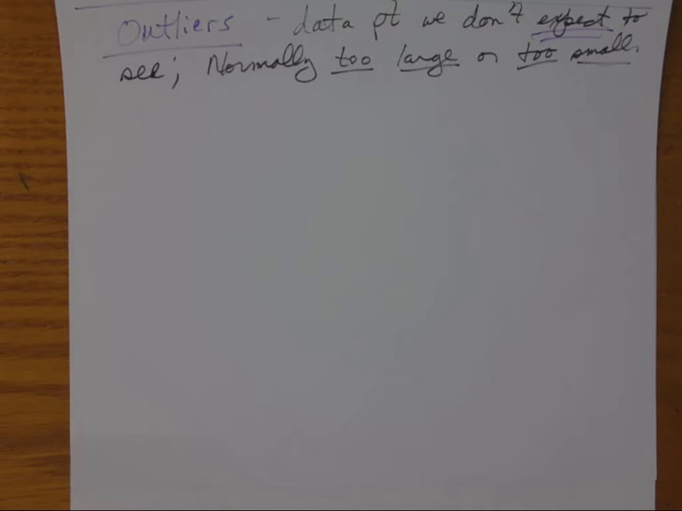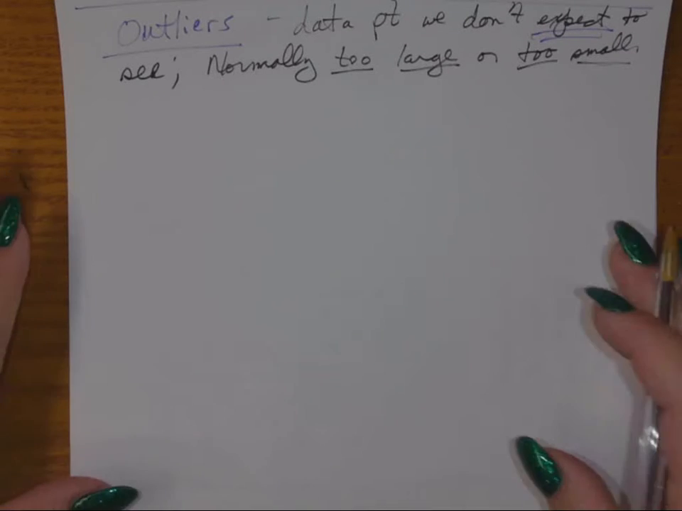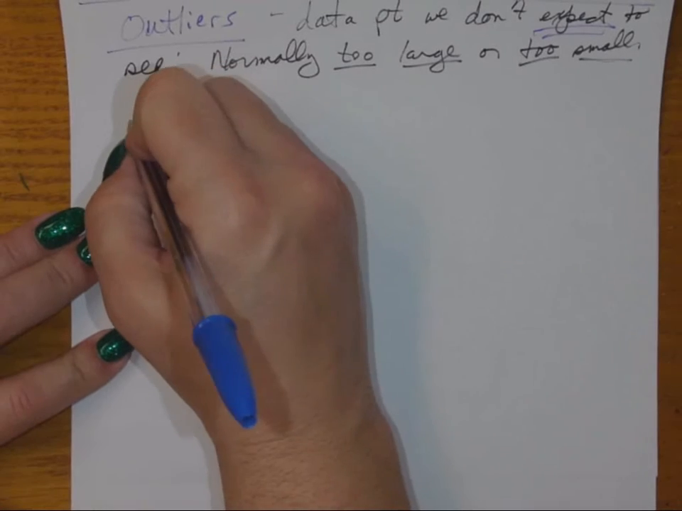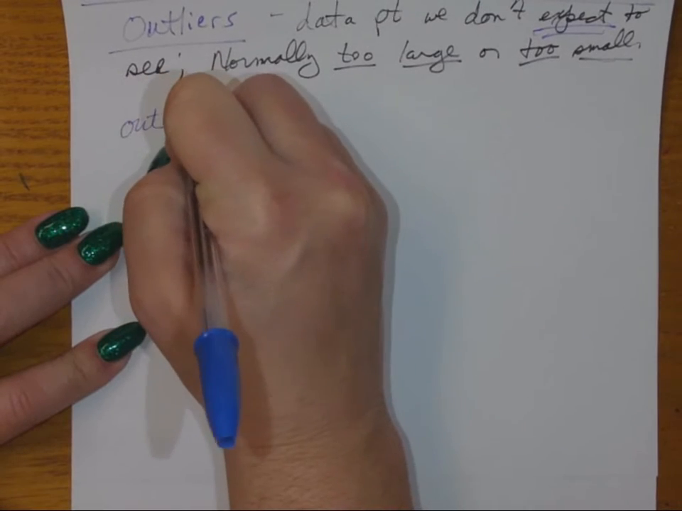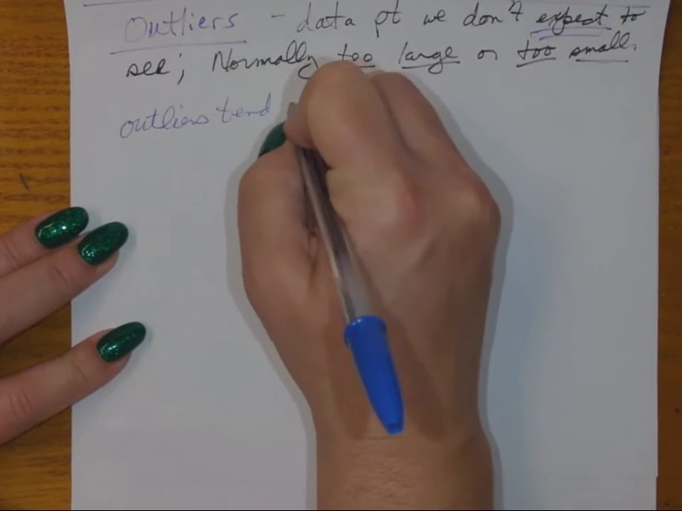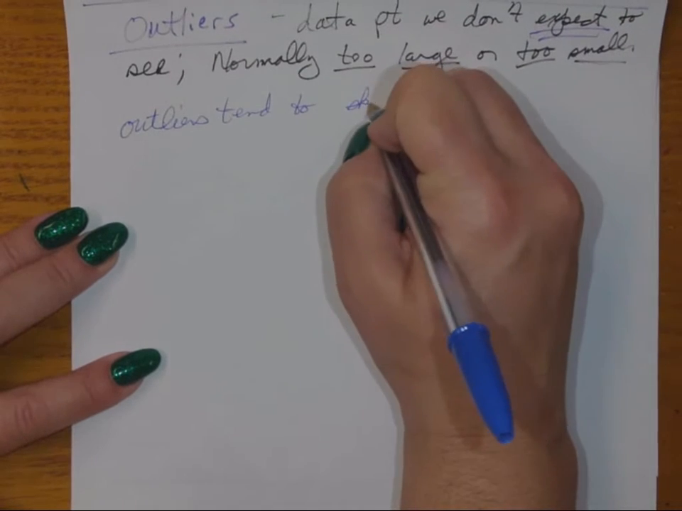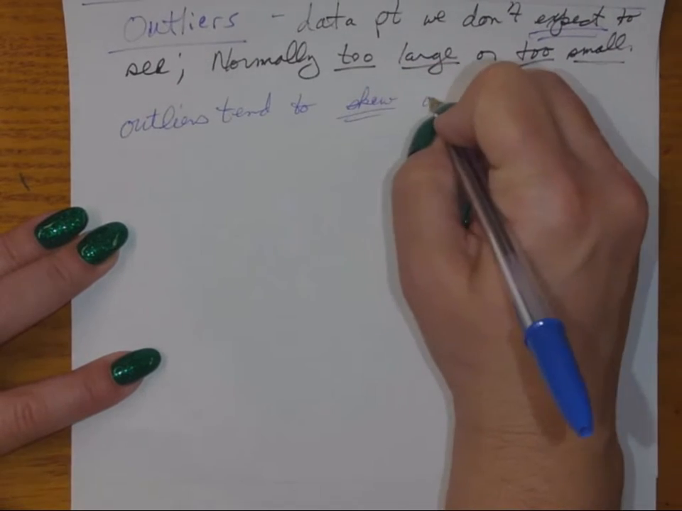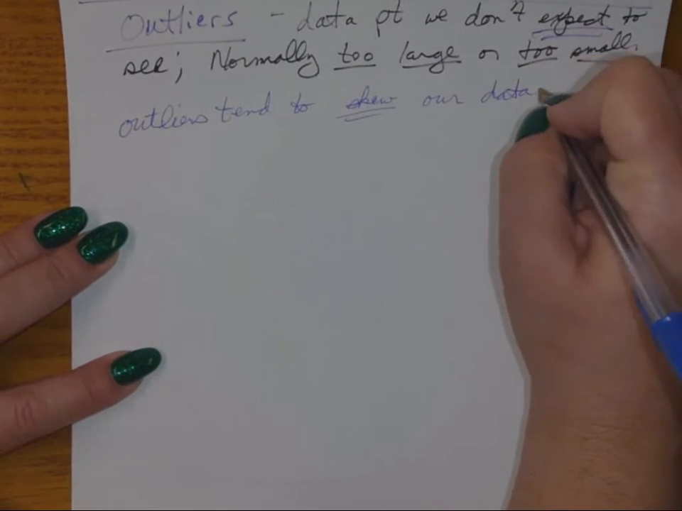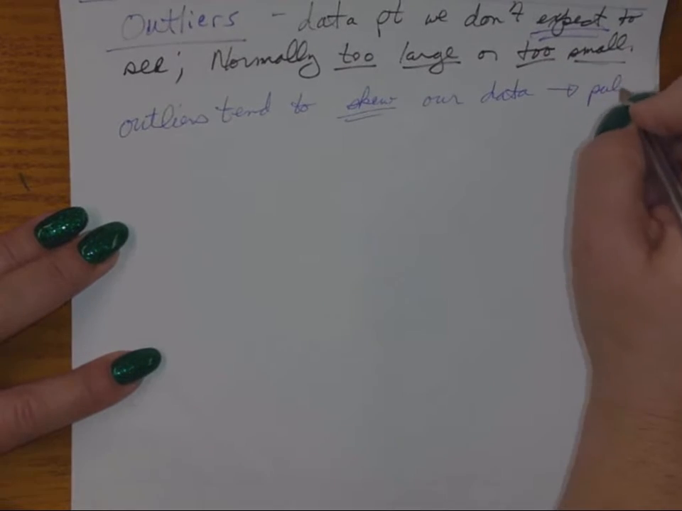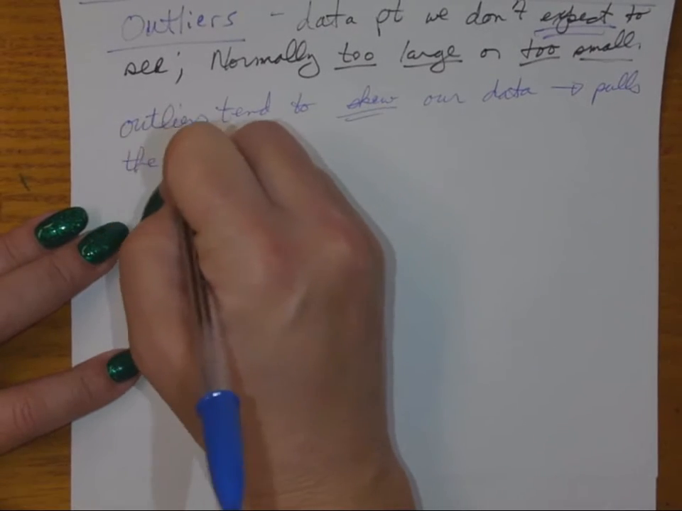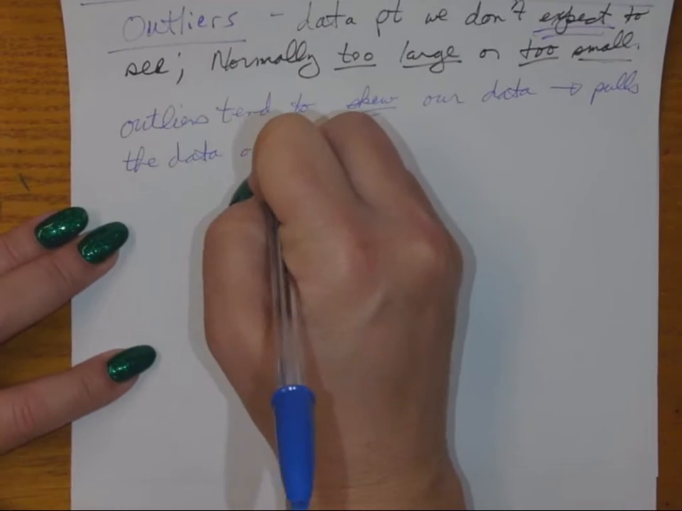And the problem with that is whenever we have an outlier that shows up in our data, outliers tend to skew our data. Skew our data. What does that mean? It means it pulls the data one direction or another.